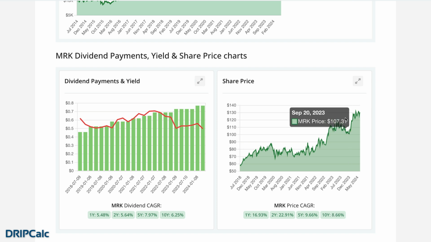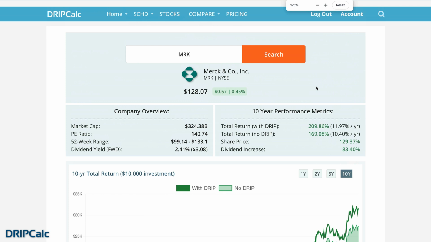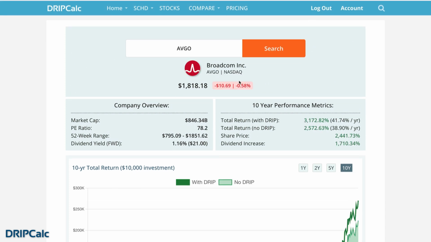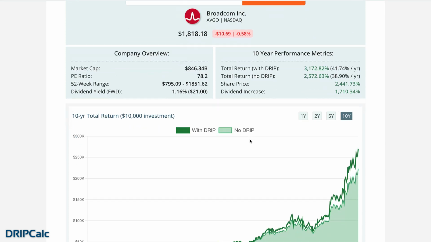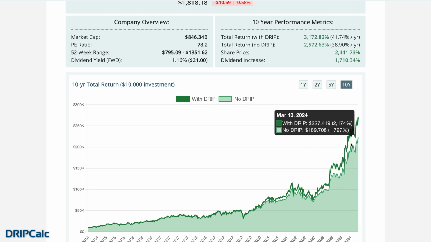8.66% in the last 10 years. So on average, the share price of Merck increased by 8.66% in the last 10 years. This is pretty amazing. So anyway, they removed Merck, they removed AVGO, and you can see AVGO just going crazy bananas. It was when they did the reshuffling right over here in March.